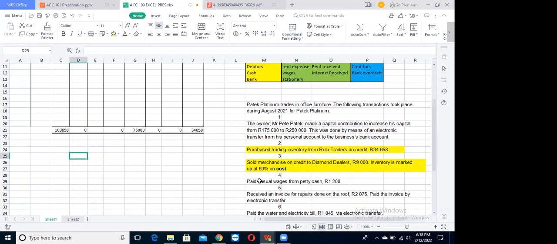So we are told that we sold merchandise on credit to diamond dealers. We want to find the two accounts involved. Since we are told that it was on credit, it means there was no movement of cash, which means the only movement that we can trace is that of goods. Who is receiving the goods? We sold to diamond dealers. So diamond dealers is receiving the goods. Diamond dealers becomes one account.